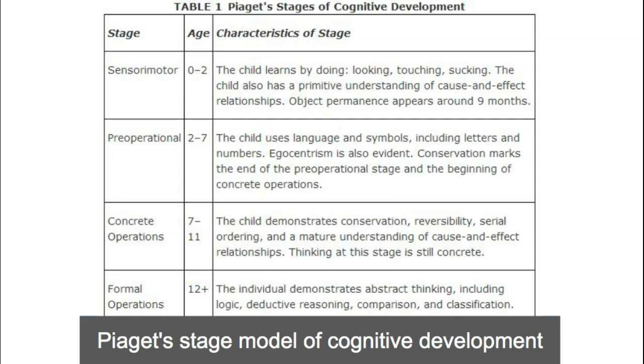The pre-operational stage is from age 2 and lasts until age 7, and that's where we learn about language, symbols, in particular letters and numbers, egocentrism develops, and so on. The concrete operational stage is from age 7 to 11, where we're learning how to think logically. We develop more of an understanding of cause and effect. We become more aware of conservation, reversibility, serial ordering, and then finally from 12 plus we develop abstract thinking ability, deductive reasoning, comparison, classification, and so on.